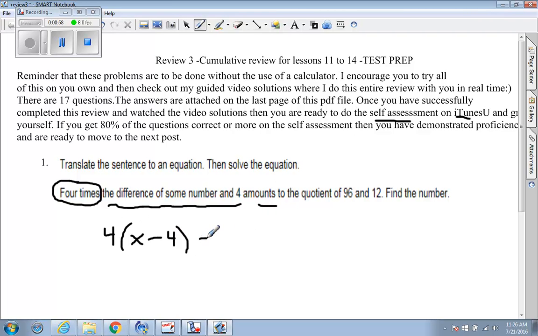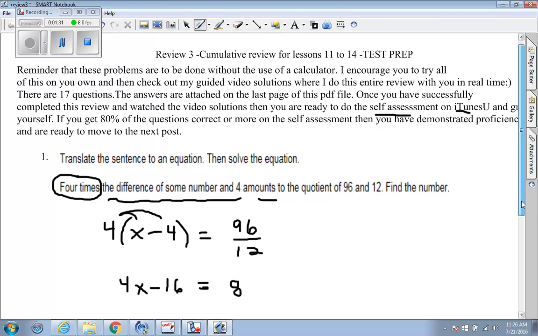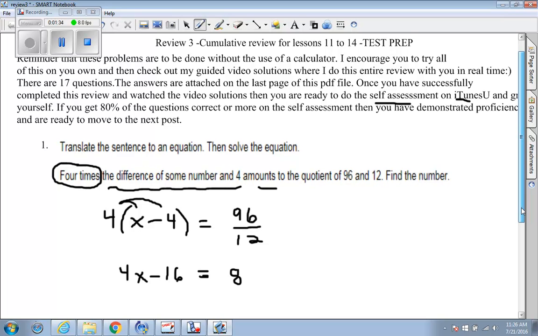Amounts to, means equals, the quotient of 96 and 12. And hopefully you're thinking that's 96 divided by 12. Okay, it says find the number. So clearly we're going to solve this. So now let's go ahead and solve. So we're going to have 4x minus 16 equals whatever 96 divided by 12 might be, which is 8. And remember, we're doing this entire cumulative review without a calculator.